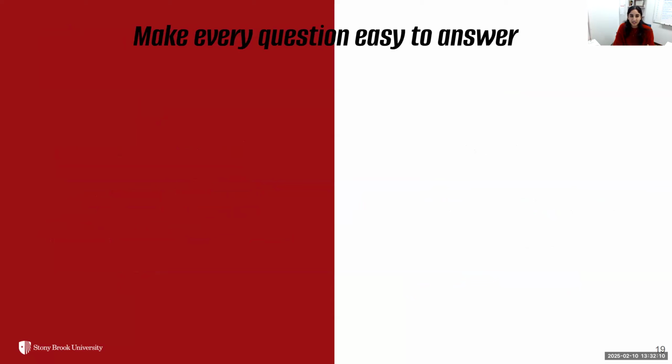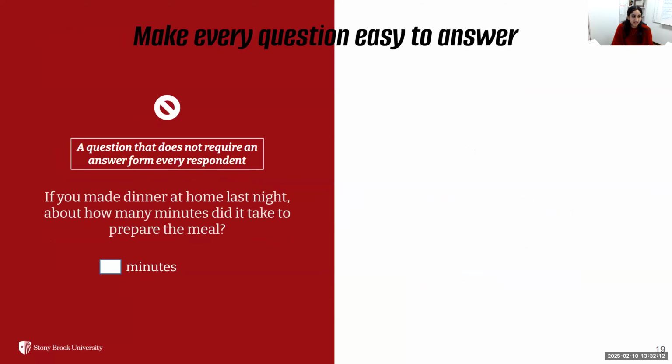Similar vein, you want to make sure that each question is easy to answer. So if I'm asking, if you made dinner at home last night, how many minutes did it take you to prepare a meal? This question may or may not require an answer because it's saying, if you made dinner at home last night. I didn't make dinner at home last night. I Uber Eats for dinner last night. So that is technically, I guess, 0 minutes. Or I could leave it blank.